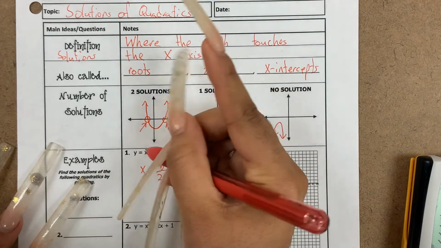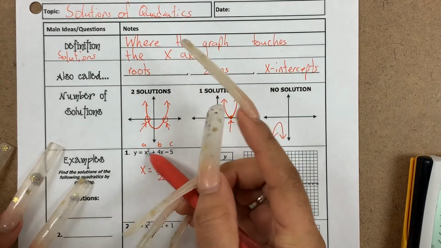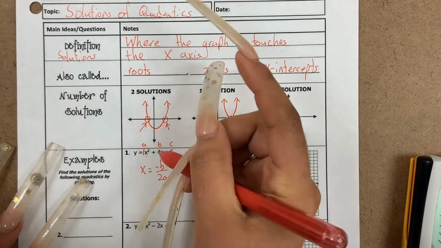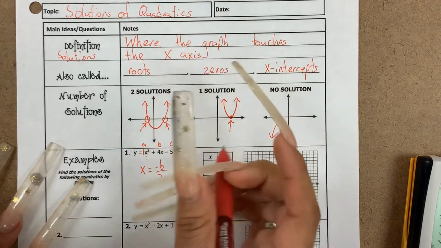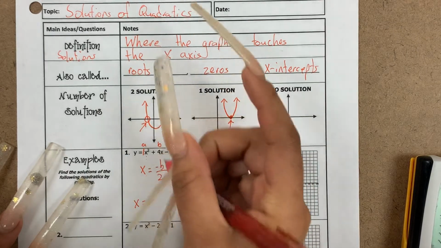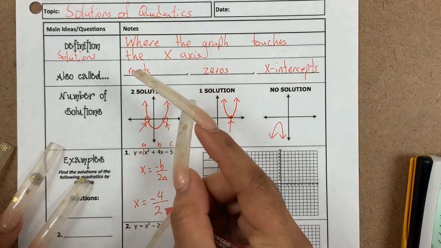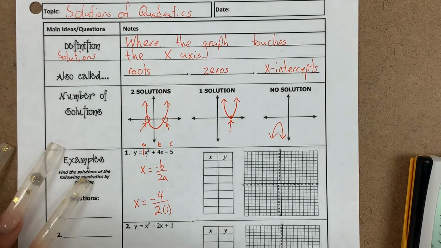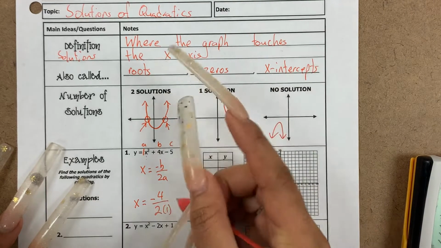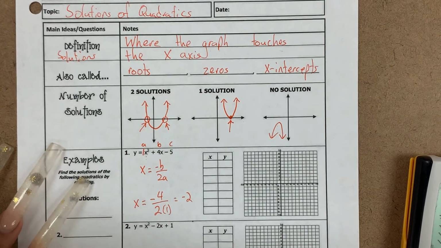So remember, this is A, B, and C. ax squared plus bx plus c. So our a is 1, our b is 4, and our c is -5. So if I use this formula, I get x equals -b, which is 4, divided by 2a, which is 1. So -4 divided by 2 is -2. So our axis of symmetry is -2.